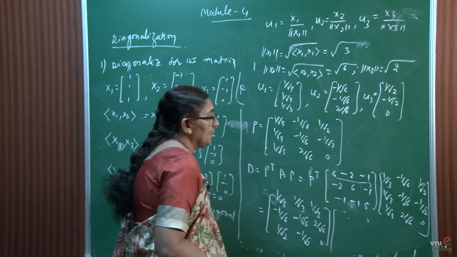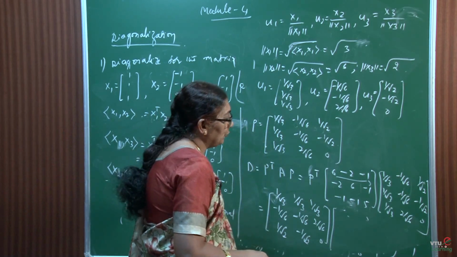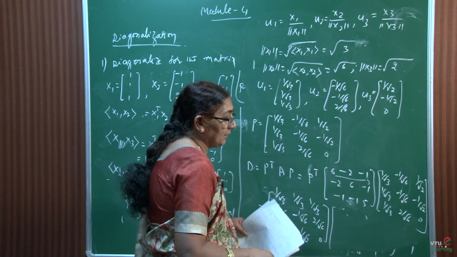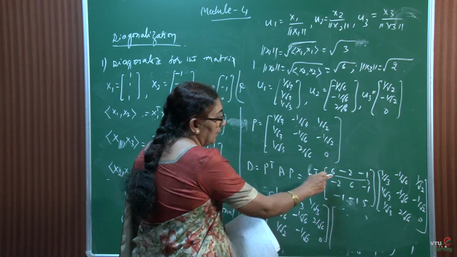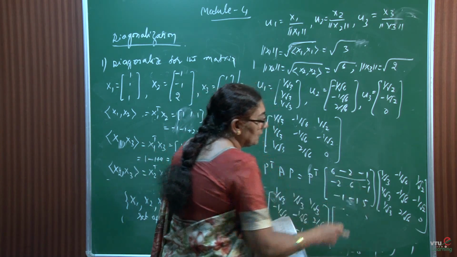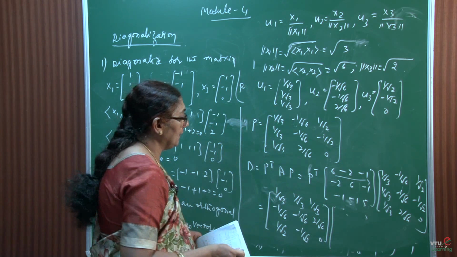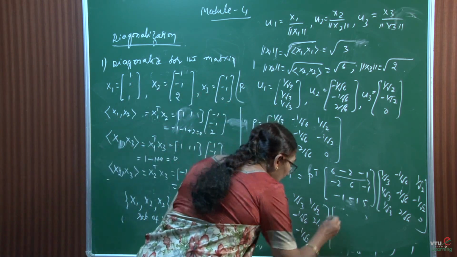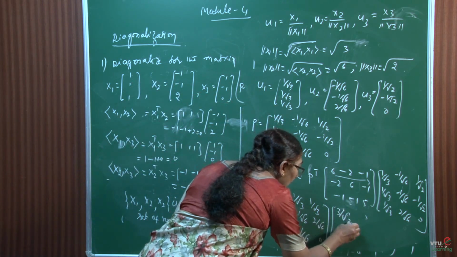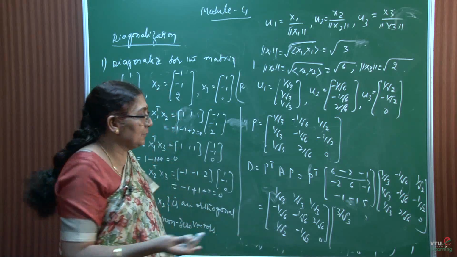Multiply this row into column. Row into column: 6 by root 3, minus 2 by root 3, minus 1 by root 3. 6 minus 2 minus 1 is minus 3. 6 minus 3 is 3 by root 3. 3 by root 3. Yeah, I'm doing it orally because it is very simple.